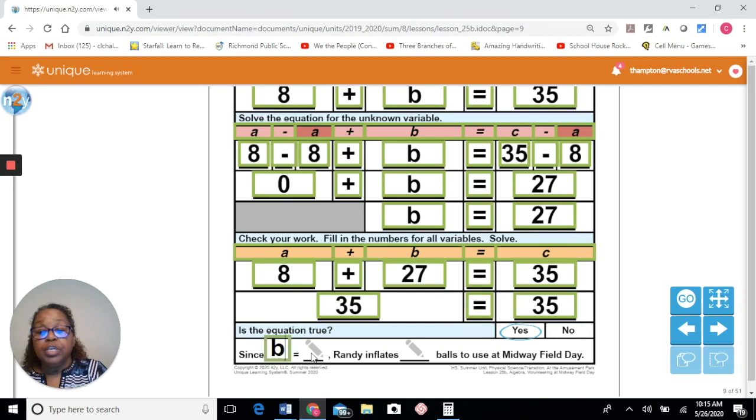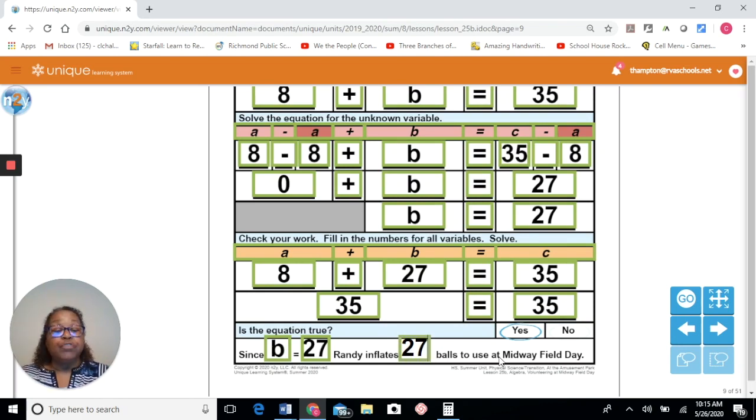So since B will equal 27, Randy inflates 27 balls to use at midway field day. Since B is 27, Randy inflates 27 balls to use at midway field day. We solved the problem.